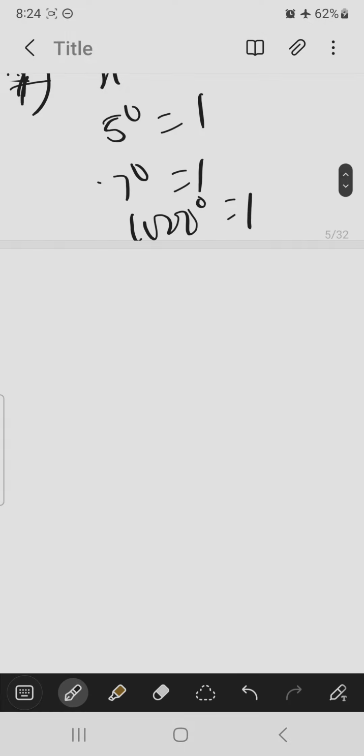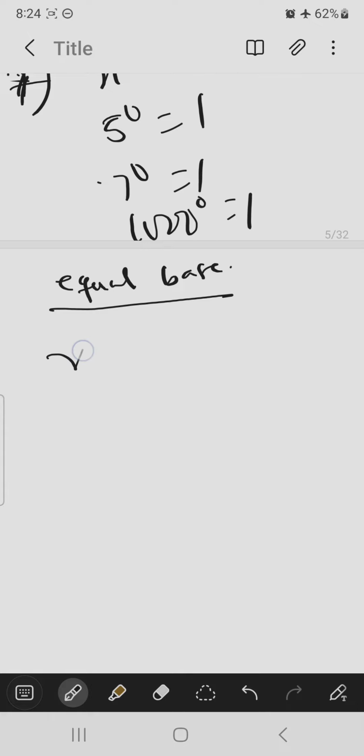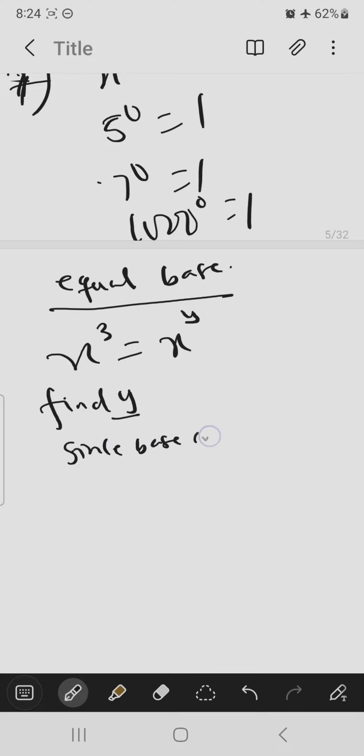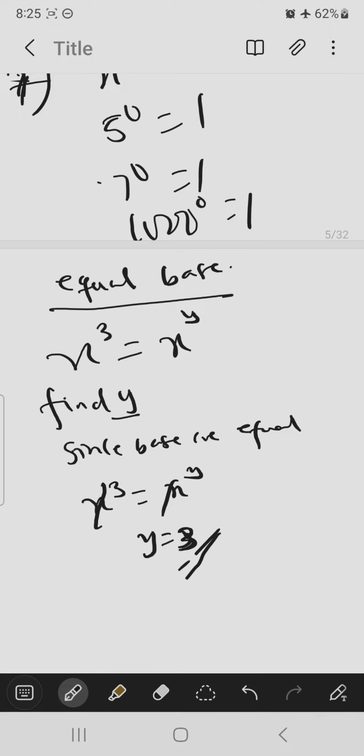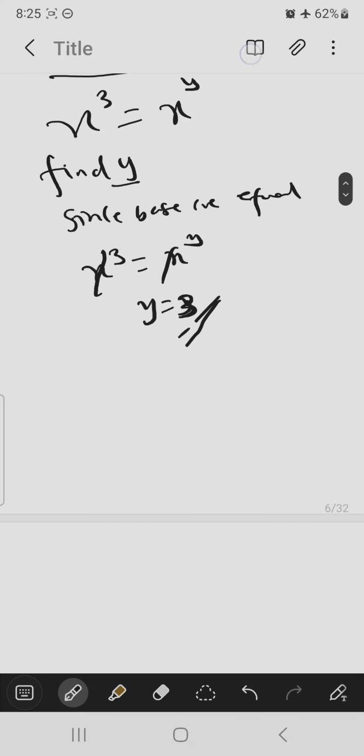Now, I want to tell you about equal bases. Let's say you have x to the power 3 equals x to the power y. You are asked to find y. Since the bases are equal, x to the power 3 equals x to the power y, so the powers are equal. y equals 3. That's the answer. Equal base, number 1.